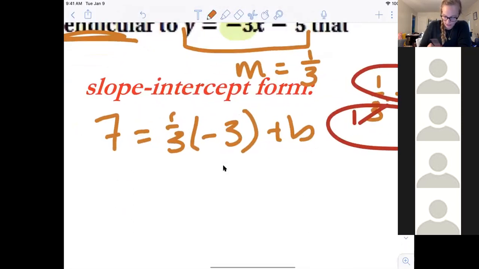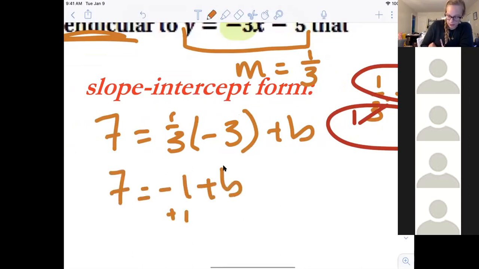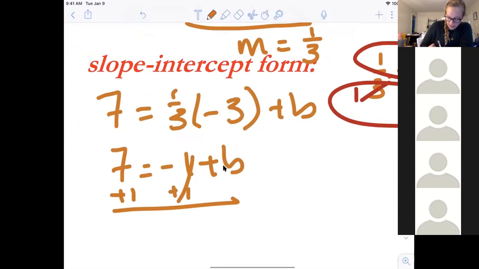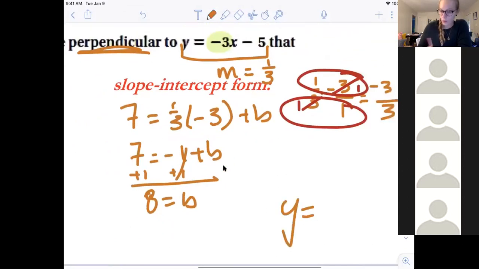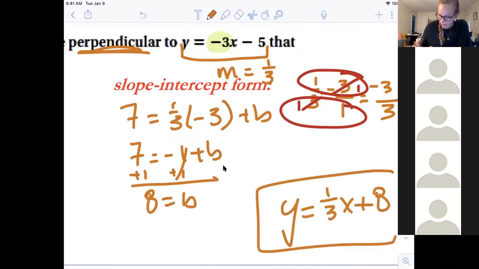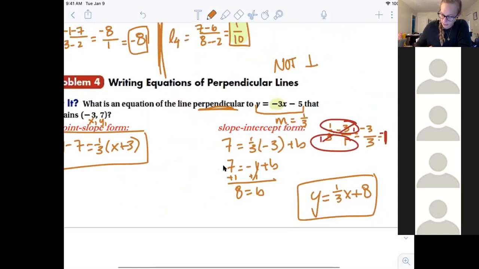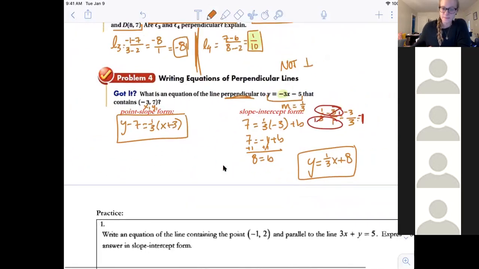So I have 7 equals -1 plus b, and then I add 1 to both sides, and I get 8 equals b. And I'm not done until I put it in my final y equals mx plus b form. y equals 1/3 x plus 8. All right, any questions?